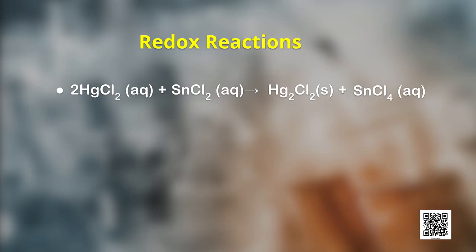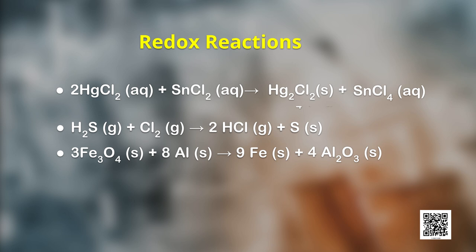Look at some more examples. You can see that addition of electropositive element, that is mercury, takes place when mercuric chloride changes to mercurous chloride. By observing closely, you will notice that simultaneously stannous chloride changes to stannic chloride by addition of electronegative element chlorine to it. There are two more reactions mentioned here. I hope now you will be able to identify the species undergoing reduction.